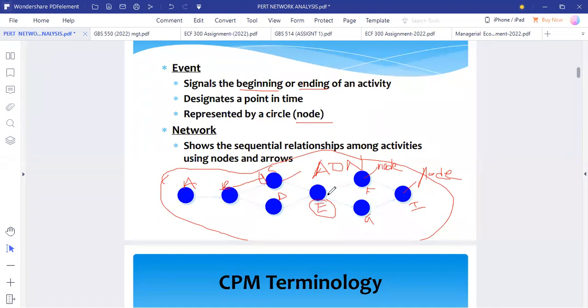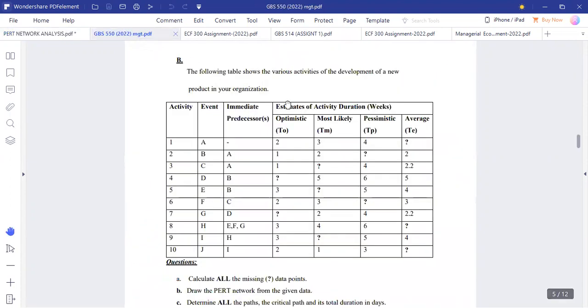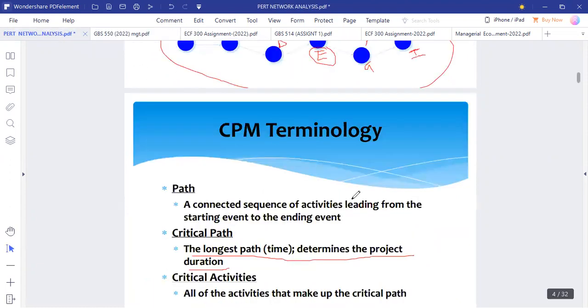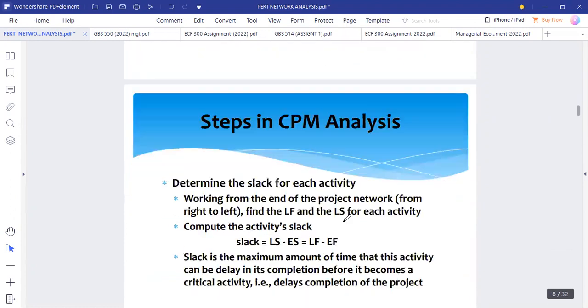Activity E can be done when F and G have been completed. Then activity I can be completed when F and G have been completed. Right, so now getting down to the assignment. Before getting to this assignment, we have the formula for PERT.